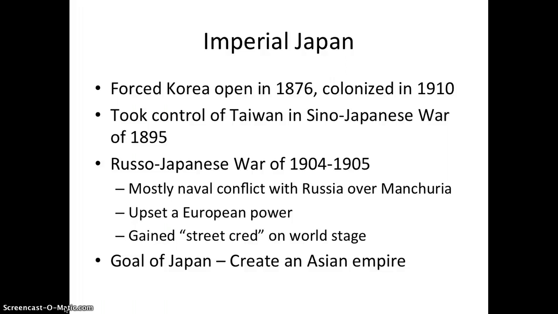So different ways that they go out and start to dominate other people. They forced Korea to open to them in 1876. By 1910, Korea is a colony of Japan. Very brutal acquisition there. They took control of Taiwan in the Sino-Japanese War, where they beat up on poor China in 1895. But it's the Russo-Japanese War of 1904-1905 that shows the world that Japan is now a power, because it's a mostly naval conflict with Russia over Manchuria, and they upset a European power. They beat Russia. Now, I don't know whether we should see that as more embarrassing for Russia or more impressive for Japan, but it has both implications. And at this point, after the Russo-Japanese War, it's clear that Japan's goal is to now create an empire in Asia.